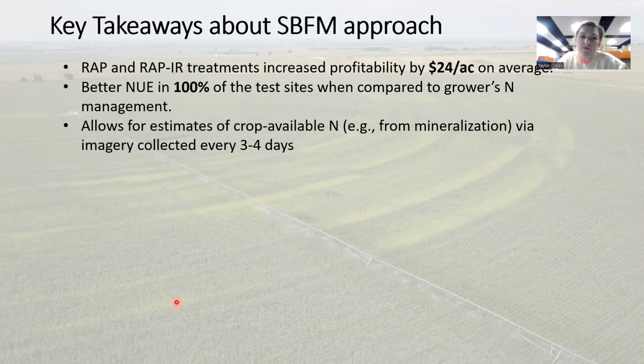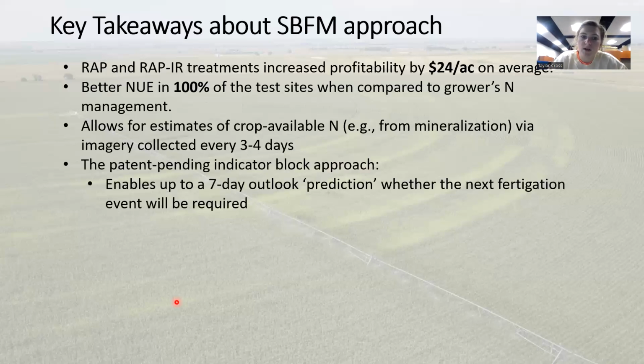This method allows for estimates of crop available nitrogen from imagery collected every 3 to 4 days. There are things that we aren't really able to quantify precisely, like mineralization. So this imagery is actually quantifying that for us. And so, when environmental factors play a part, things that we can't account for at the beginning of the growing season, when farmers might be planning out their total nitrogen goals, this imagery really allows us to take all those things into consideration by collecting imagery every week or every 4 days.